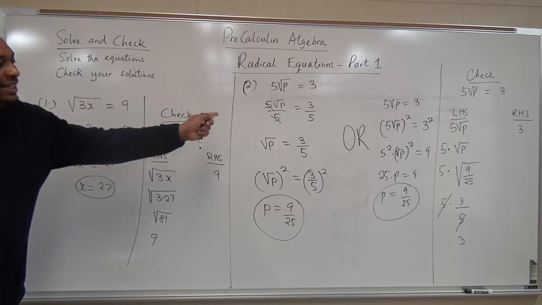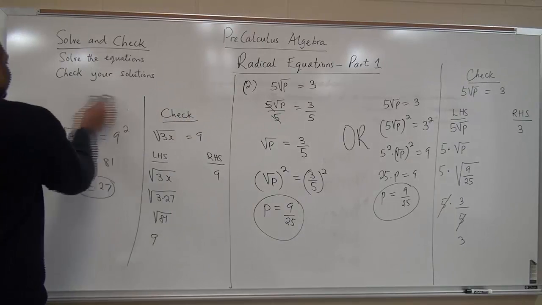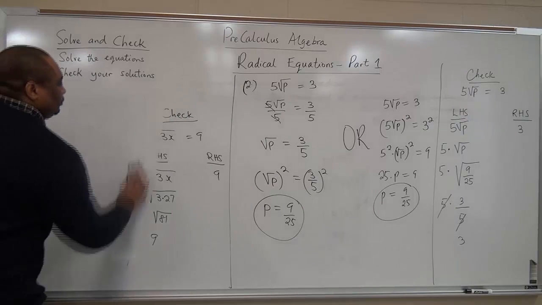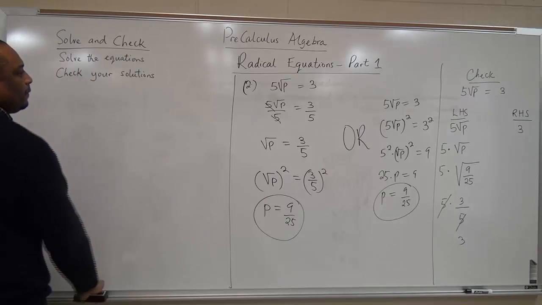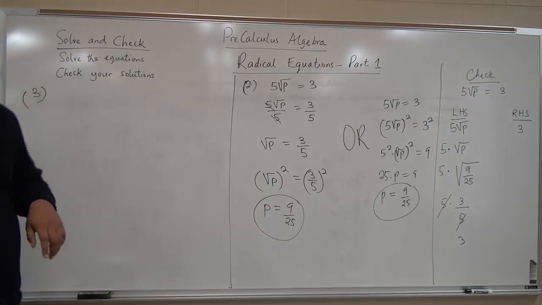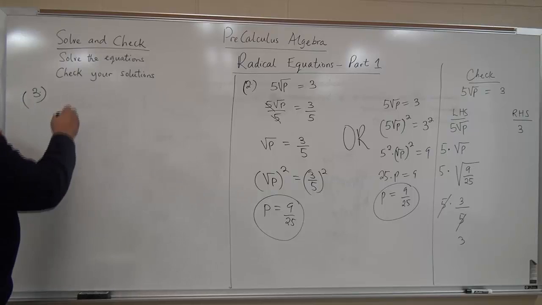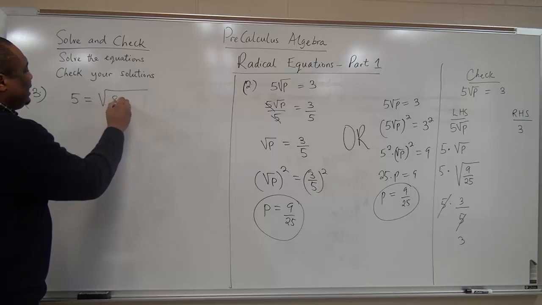Okay, so this is the second question. All right. Question 3. 5 is equal to square root of 8x plus 1.